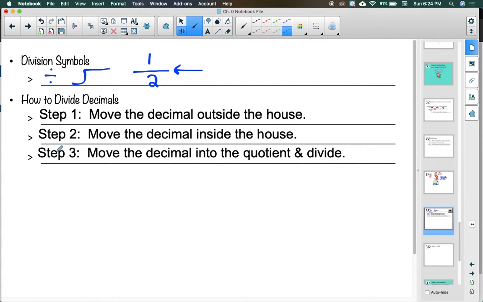Okay, how to divide decimals, super easy. Move the decimal outside the house. So if you have any decimals out here, we have to move them to the end of the number to make it a whole number. However many places you move that decimal out here, we've got to move the decimal inside the house as well. And then we're going to move our decimal into the quotient and do our division.